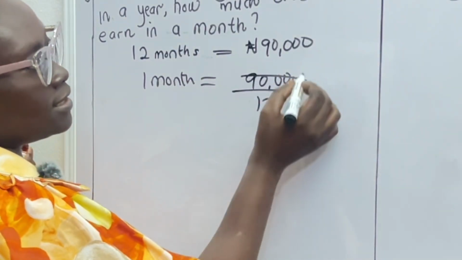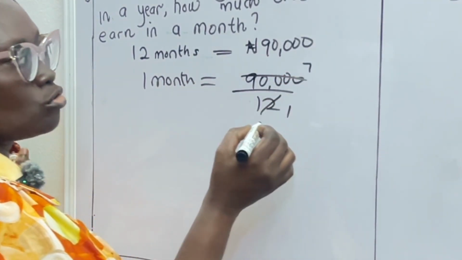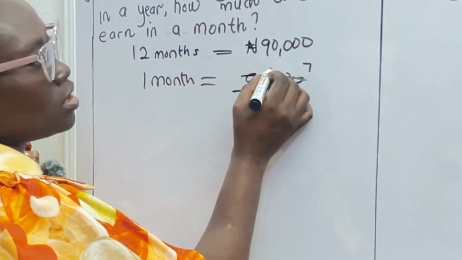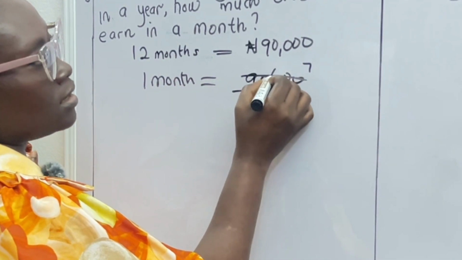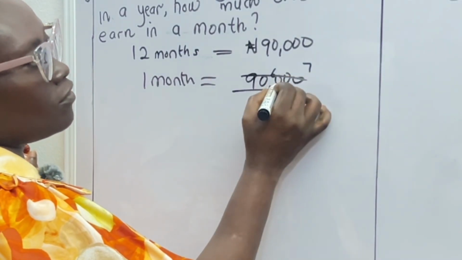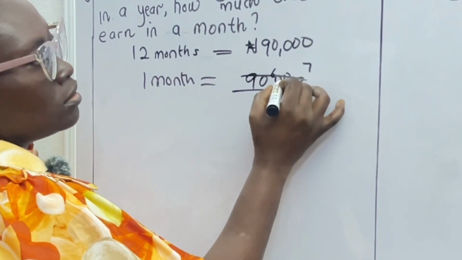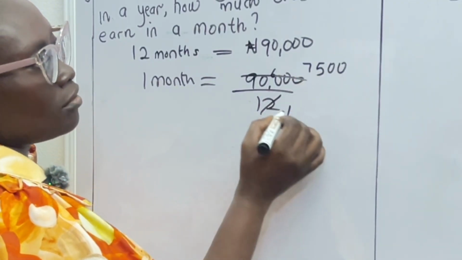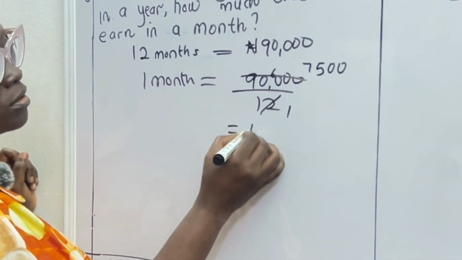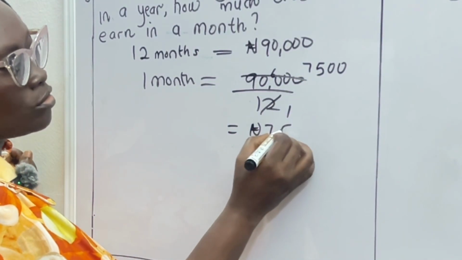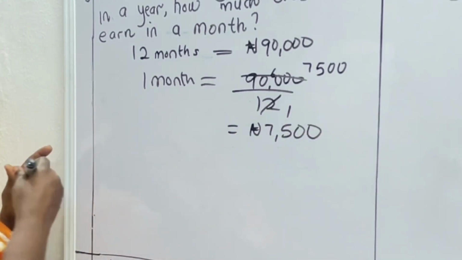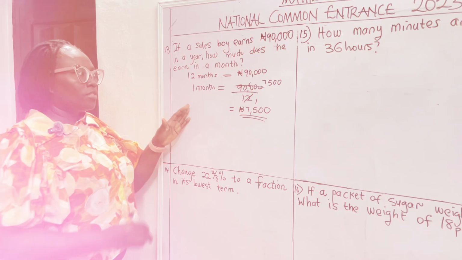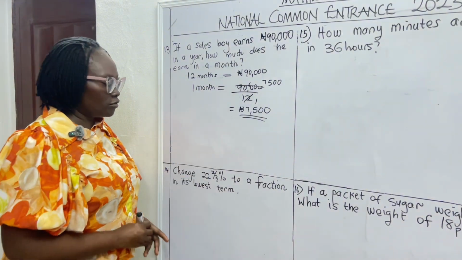12 in 90, that is 7. 12 times 7 is 84. Okay, so you bring 6. 6 is left. You bring 6 here. That gives us 60. 60 divided by 12 is 5. Then you have your 2 zeros remaining. That gives us 7,500. So the boy's earning per month is 7,500.